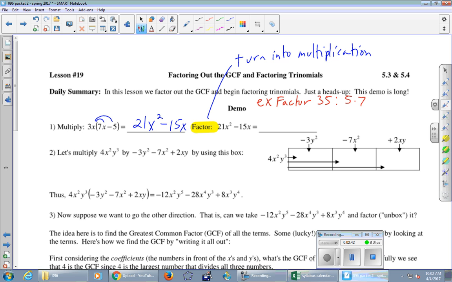So 21x squared minus 15x is currently a subtraction problem. It's true there's a 21 times, right? That's a little multiplication there, and 15 times, but at its heart, this is the subtraction of two things, right? And we want to turn that into multiplication. And the way we turn it into multiplication is to recognize, hey, it actually was multiplication in the original form. You guys all agree this is equal to 3x times (7x minus 5), right? That's what we did over there.